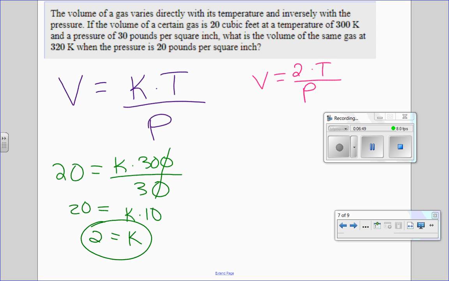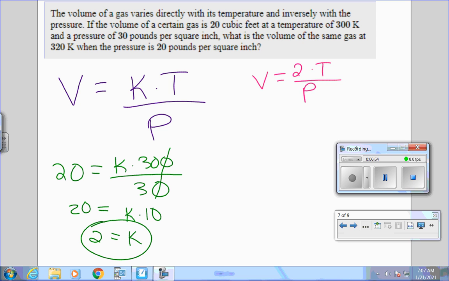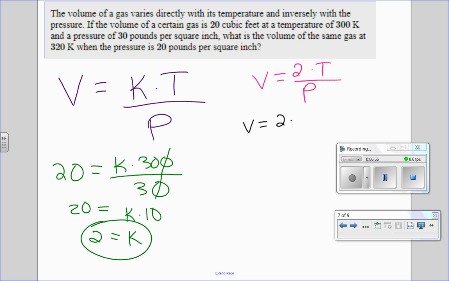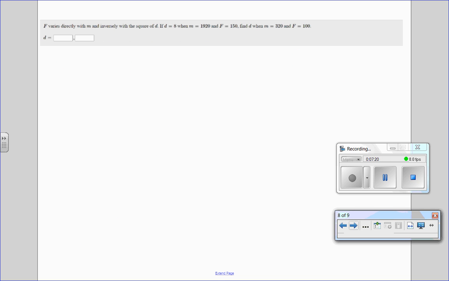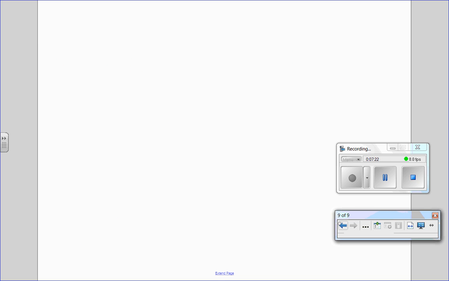And now let's actually do what we are asked to do. What is the volume of the gas at 320 Kelvin, that's my temperature, with the pressure of 20? So you can either type it in or use some math magic. Watch this. I can cancel my zeros, that divides me by 10. I can cancel my 2's, that divides me by 2. So it's just going to be 32, and that's a volume. So we would label it cubic feet. Ooh, that's really small. That's our last one.